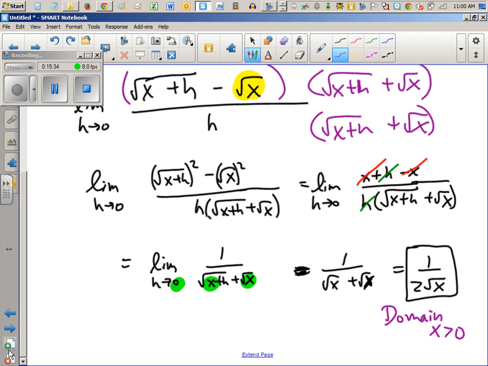Okay, now, the domain, write this sentence: the domain of the derivative is always a subset of the domain of the original. I'll say it again until it's written down by everybody. The domain of the derivative function is always a subset of the domain of the original function. Why?